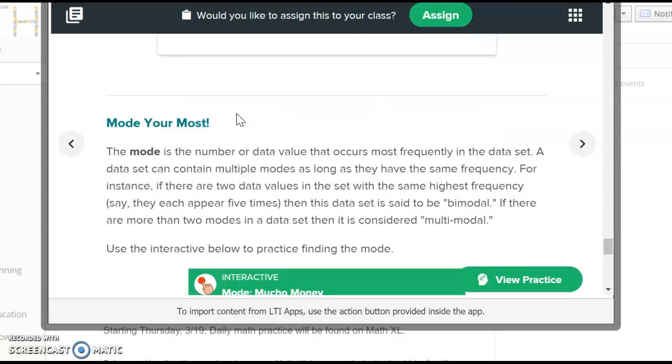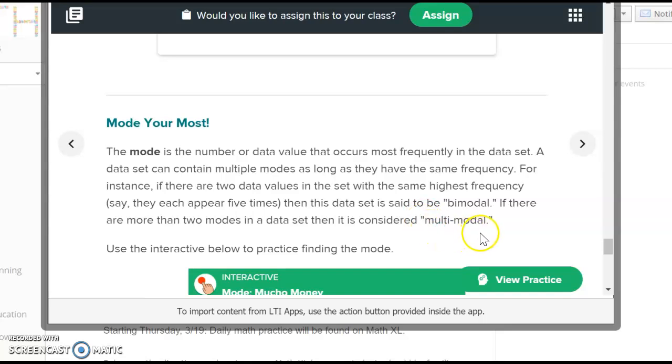Okay? Now, the mode. Personally, I think the mode is one of the easier things to find because you just have to find out which one in your data set occurs most frequently. A data set can contain multiple modes. If there's two modes, it would be bimodal. If it has three or more, you could look at it as multimodal.